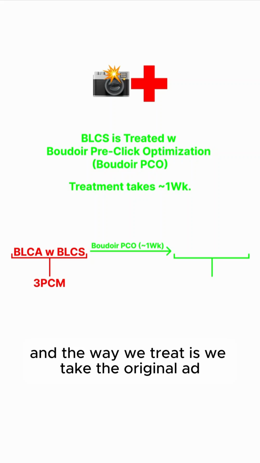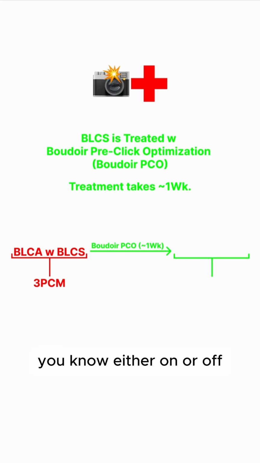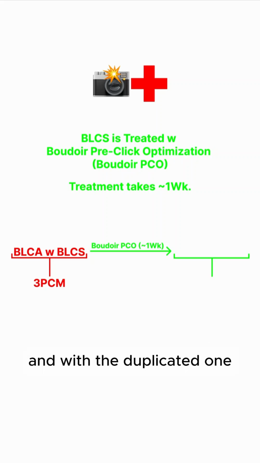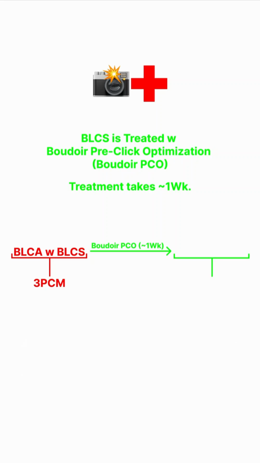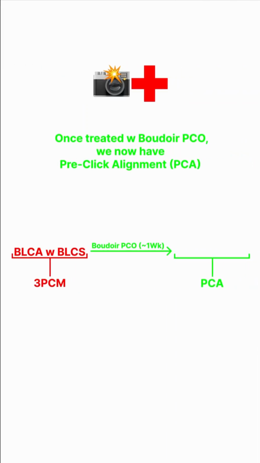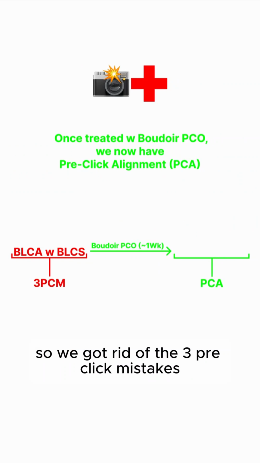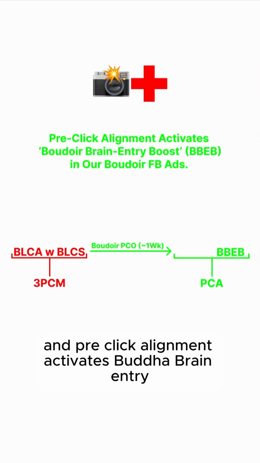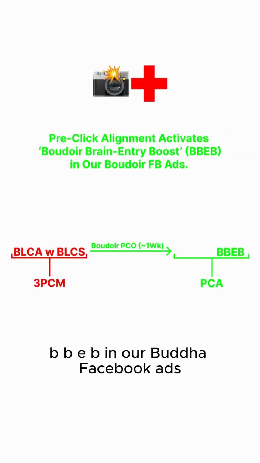And the way we treat is we take the original ad, we duplicate it, and we leave the original ad either on or off, whatever it was. The duplicated one we treat with Boudoir Pico, and it takes about a week. And then at the end, we keep whichever one running has the best metrics. Now, once treated with Boudoir Pico, we now have pre-click alignment. So we got rid of the 3 pre-click mistakes. We achieve pre-click alignment, and pre-click alignment activates Boudoir Brain Entry Boost, BBEB, in our Boudoir Facebook ads.